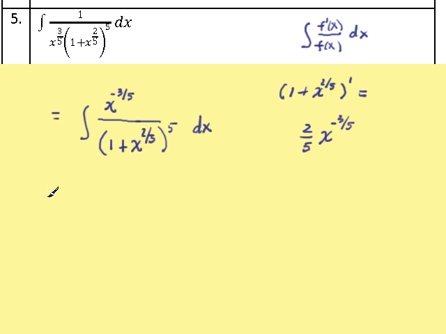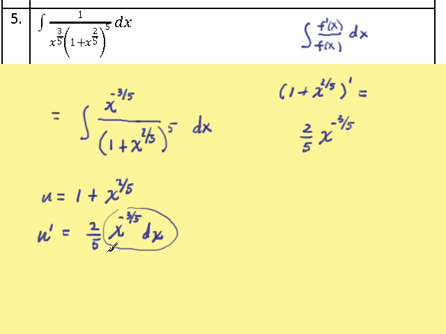Okay, so we're going to put u equal to the inner function, just a regular u substitution. And we see that u prime is equal to 2/5 x to the minus 3/5 dx. And let's solve for what we have. This is what we have in the integral, so multiply both sides by 5 over 2. So we have 5 over 2 u prime is equal to x to the minus 3/5 dx. All right, we're ready to do our substitution.